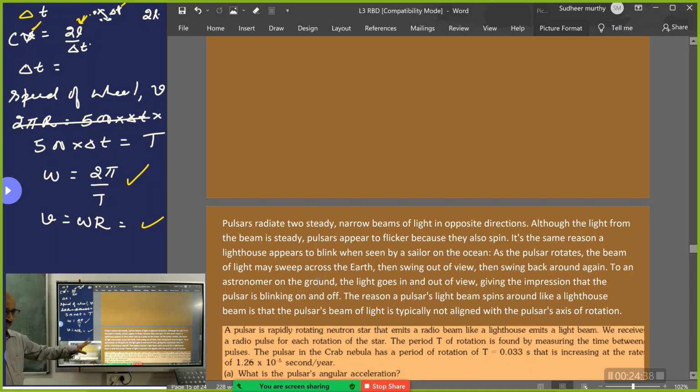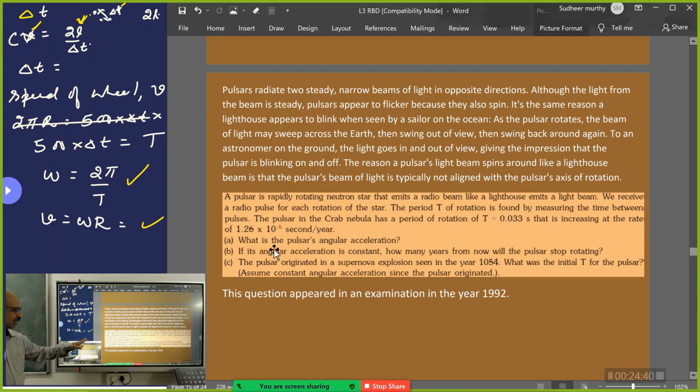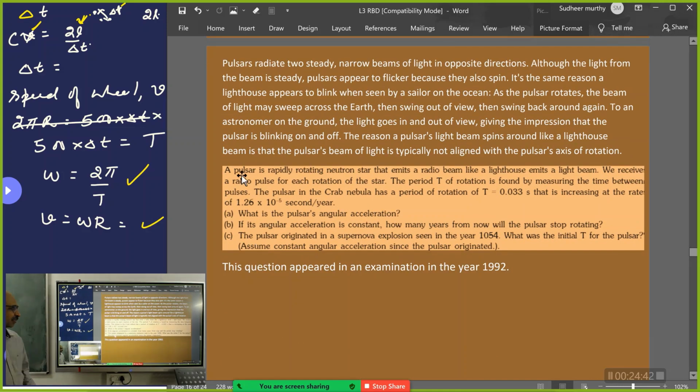So I will explain what a pulsar is before I get into this problem. A pulsar is a rapidly rotating neutron star that emits a radio beam, like a lighthouse emits a light beam. We receive a radio pulse from each rotation of the star. The period T of rotation is found by measuring the time between the pulses.